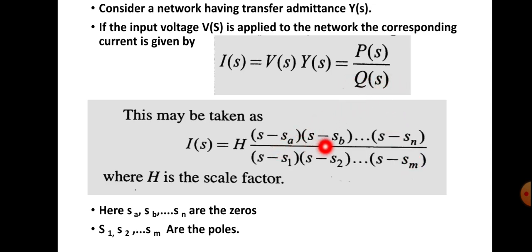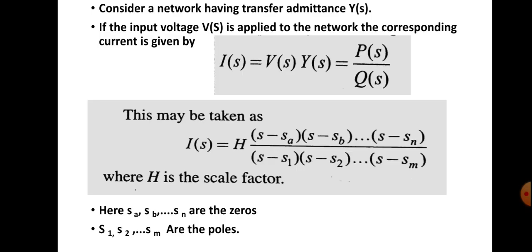Here you can see that the numerator will give the zeros, right? Your zeros are sa, sb, sn, and the denominator will give you the poles. That means the poles are s1, s2 and sm. That you should remember, and you have to draw the pole zero plot using the zeros and poles. When drawing the pole zero plot, poles are marked by cross symbols and zeros are marked using circles.